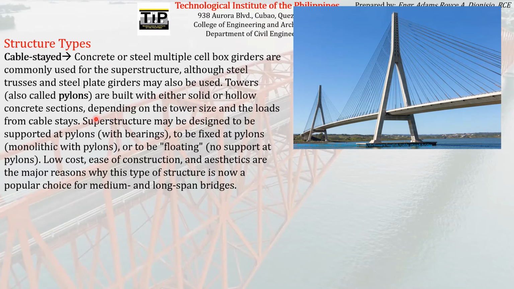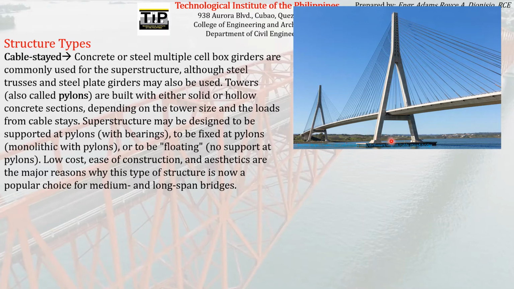Superstructure may be designed to be supported at pylons with bearings, to be fixed at pylons, monolithic with pylons, or to be floating or no support at pylons. Low cost, ease of construction, and aesthetics are the major reasons why this type of structure is now a popular choice for medium and long span bridges.